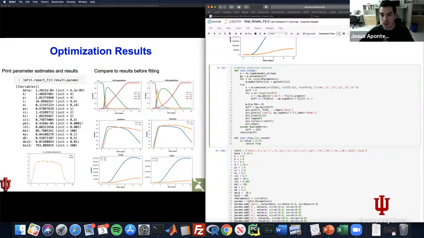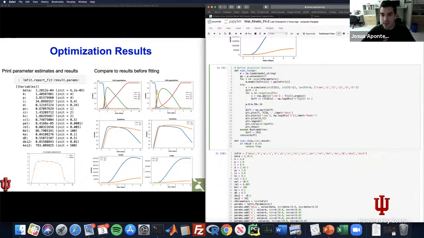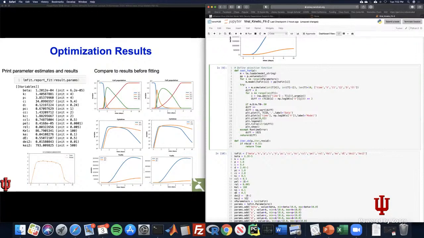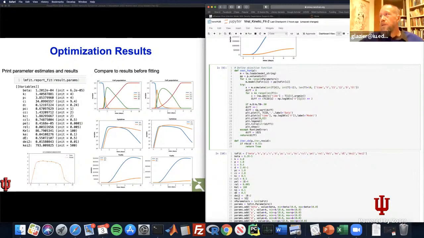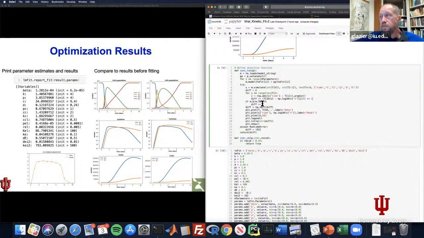So if this is bigger than 90, then I add some value to my objective function. I guess a simple thing to do would be just to say m.d over m.t0 minus 0.9 quantity squared, and add that to your difference. Right.